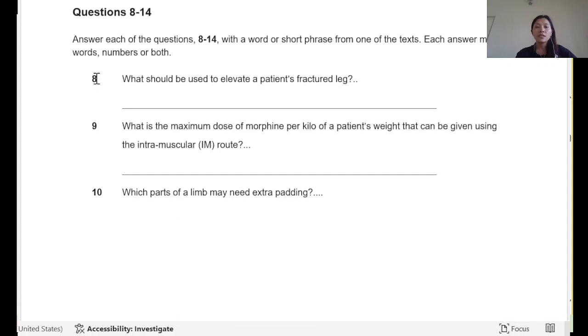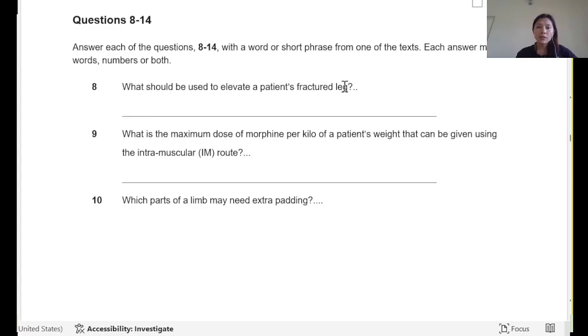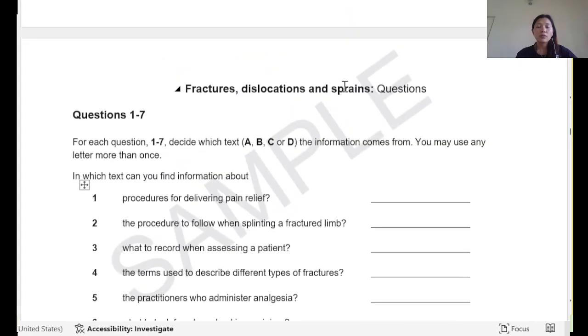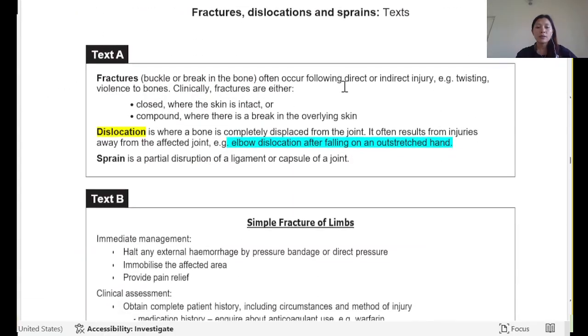So first thing, question 8, how I will answer is, I will go with the keyword. What should be used to elevate the patient's leg fracture? What are the items going to be used for the leg fracture? We have seen in Part B, right? In Part B, I have seen already that it's an arm fracture related and management. Okay, Text B I'm talking about. So I will go directly to Text B.